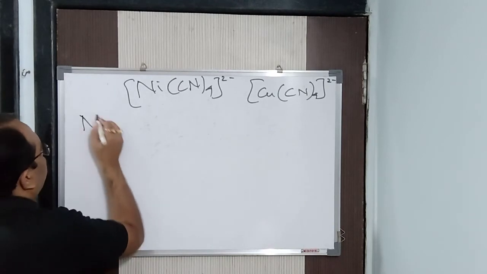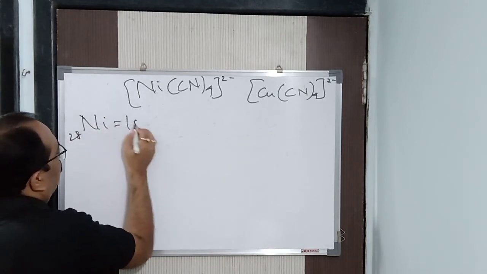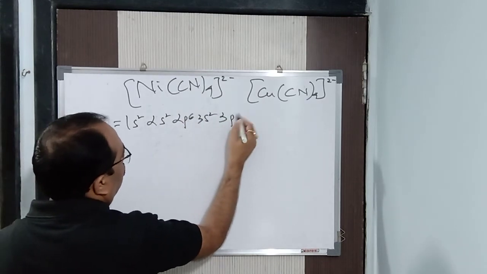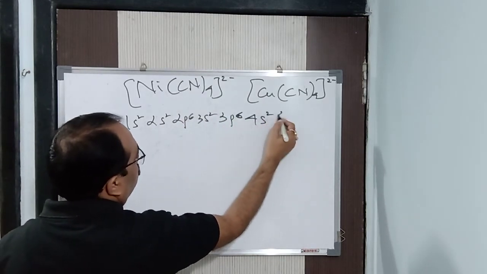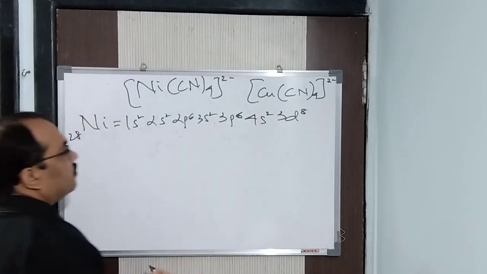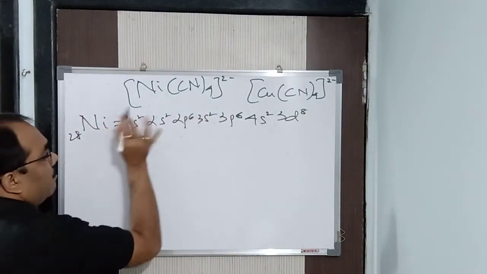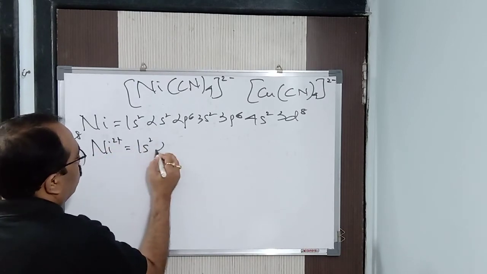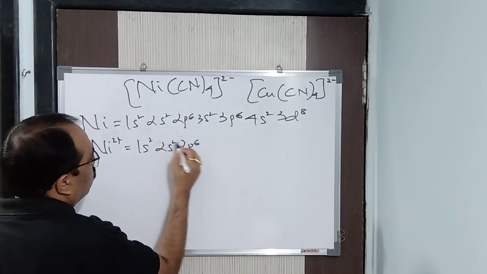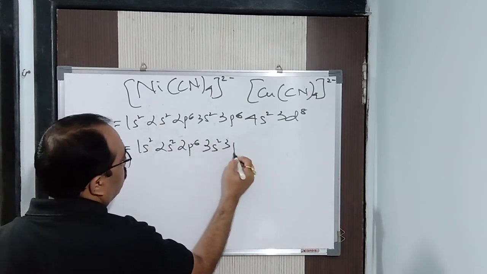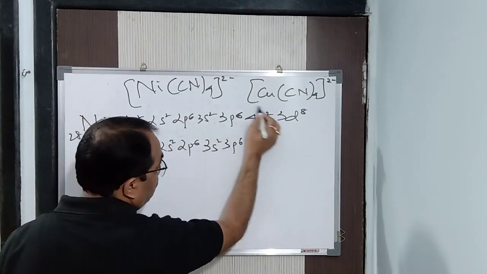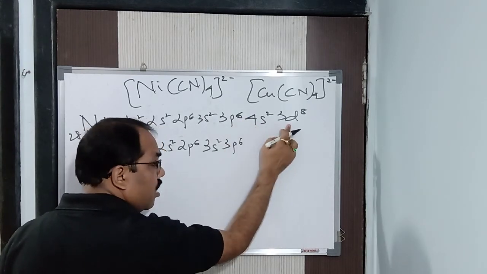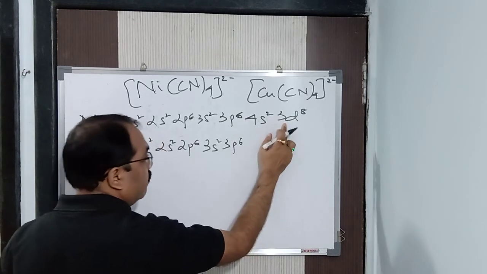Now, the atomic number of nickel, I told you, is 28. 1s2, 2s2, 2p6, 3s2, 3p6, 4s2, 3d8. See, it's 28. But I have nothing to do with nickel. I have to do with Ni2+. So how will Ni2+ be formed? 1s2, 2s2, 2p6, 3s2, 3p6. The outermost shell is this. See, the highest principal quantum number is 4. This is outermost, and this is not the outermost, even if it comes last.